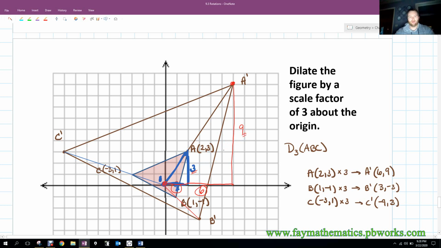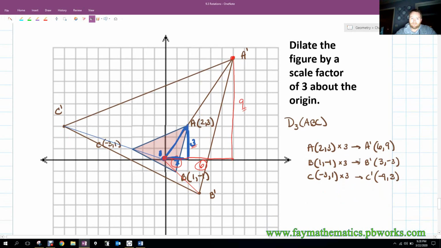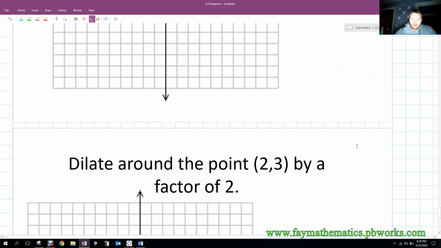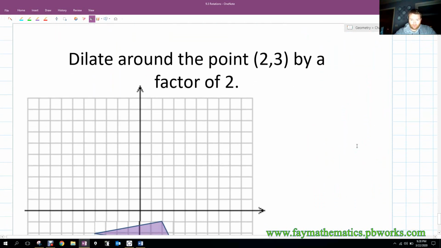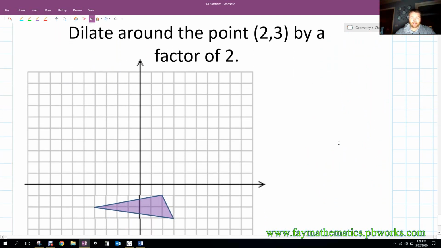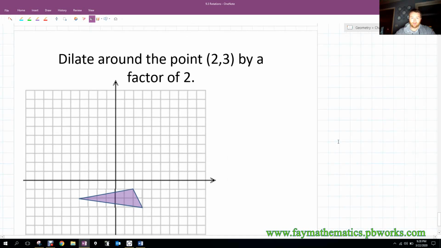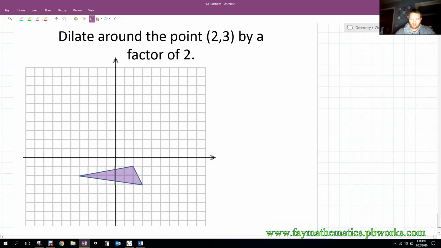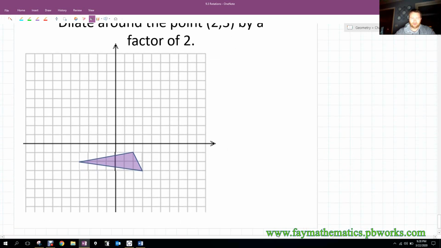So that's one way of realizing what's happening and recognizing the relationships in a dilation. Obviously, if all they ask you for is the ordered pairs and to plot it on the graph and all that kind of stuff, this is the route you go. Pretty easy algebraically. What is more difficult is to dilate around a point other than the origin. Okay, so we'll go ahead and do an example of that.